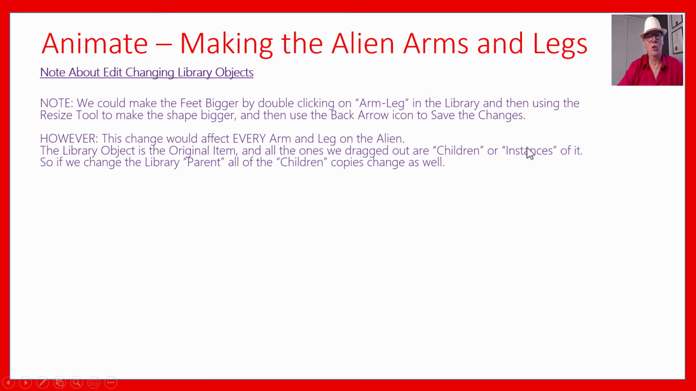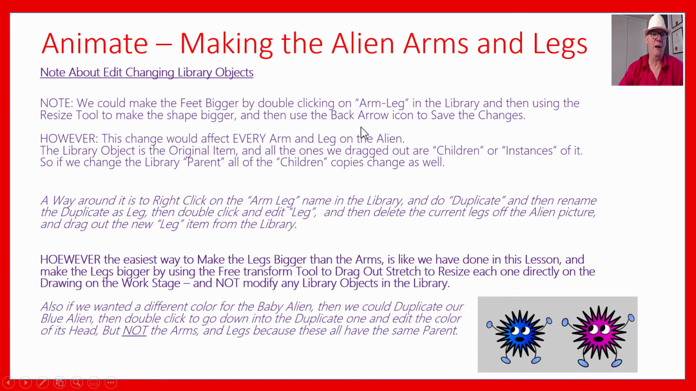So what we needed to do is drag that leg out, and while it was out here, we could make it bigger on the stage, and then it was okay. But you wouldn't double click it in the library and make it bigger in the library, because then everything, all arms and legs would get bigger. And you can try that to sort of see what actually happens.